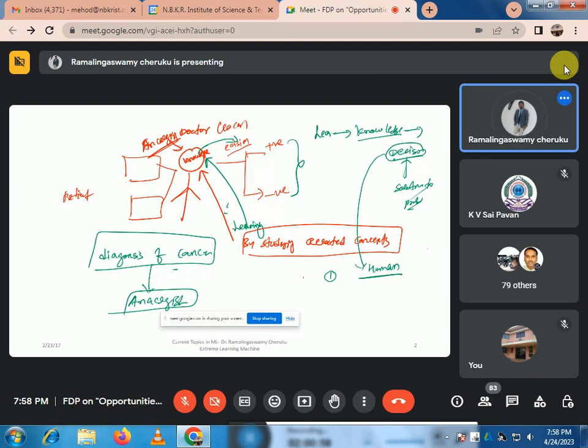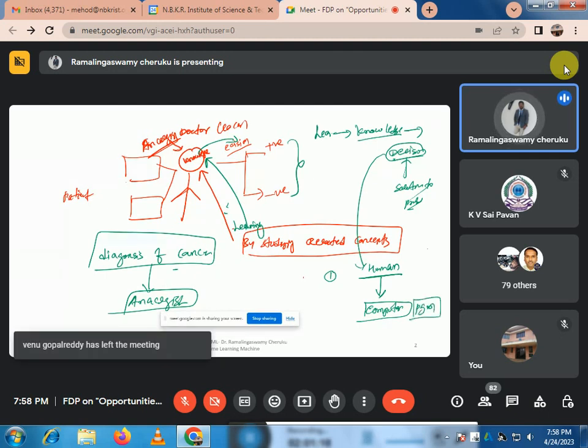Now I want to replace the humans with a computer, or nothing but a computer program. I'm trying to do that. Computer program means I want to automate the things. Instead of going to the doctor, what you are trying to do? I want to automate the things.